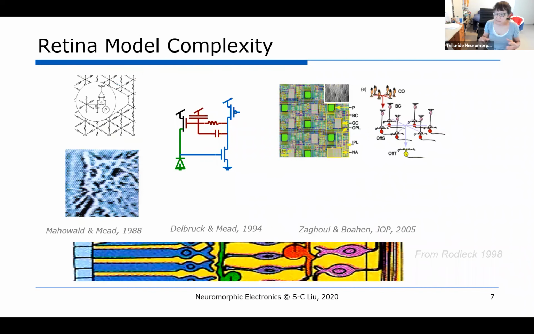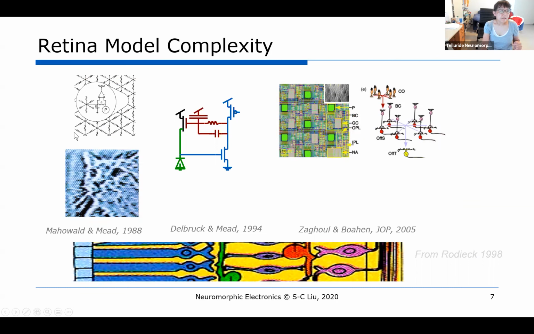And so I'm going to talk about two different types of sensors and also about neurons. I started talking about retinas because they were one of the very first things that were built in Carver Mead's lab. And so everybody knows about Misha Mahowald's retina. In fact, you'll hear a bit more about it later.